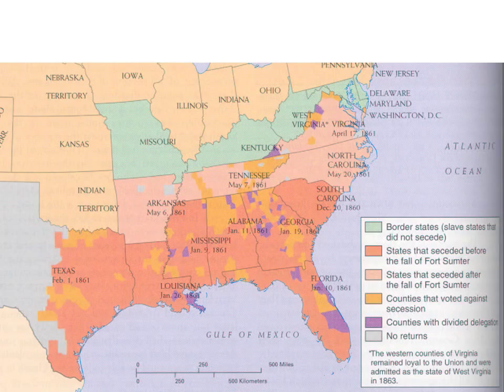So if we go ahead and look at this map, what we can see is that when it came to the issue of secession, some of these counties went ahead and voted against, and others had a mixed vote. So by no means was this something that was universally supported by everyone in the state, albeit this was something that was supported by the majority of their state.